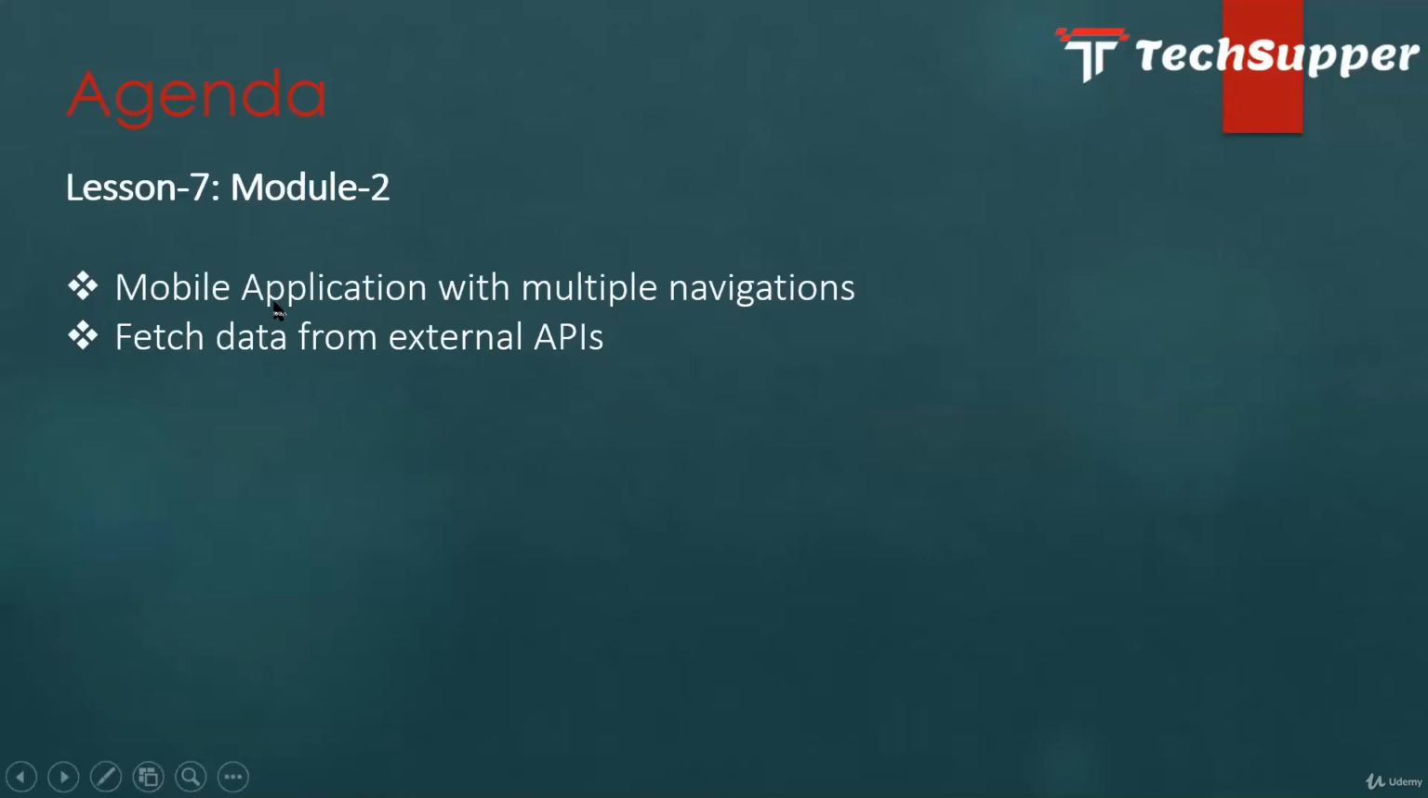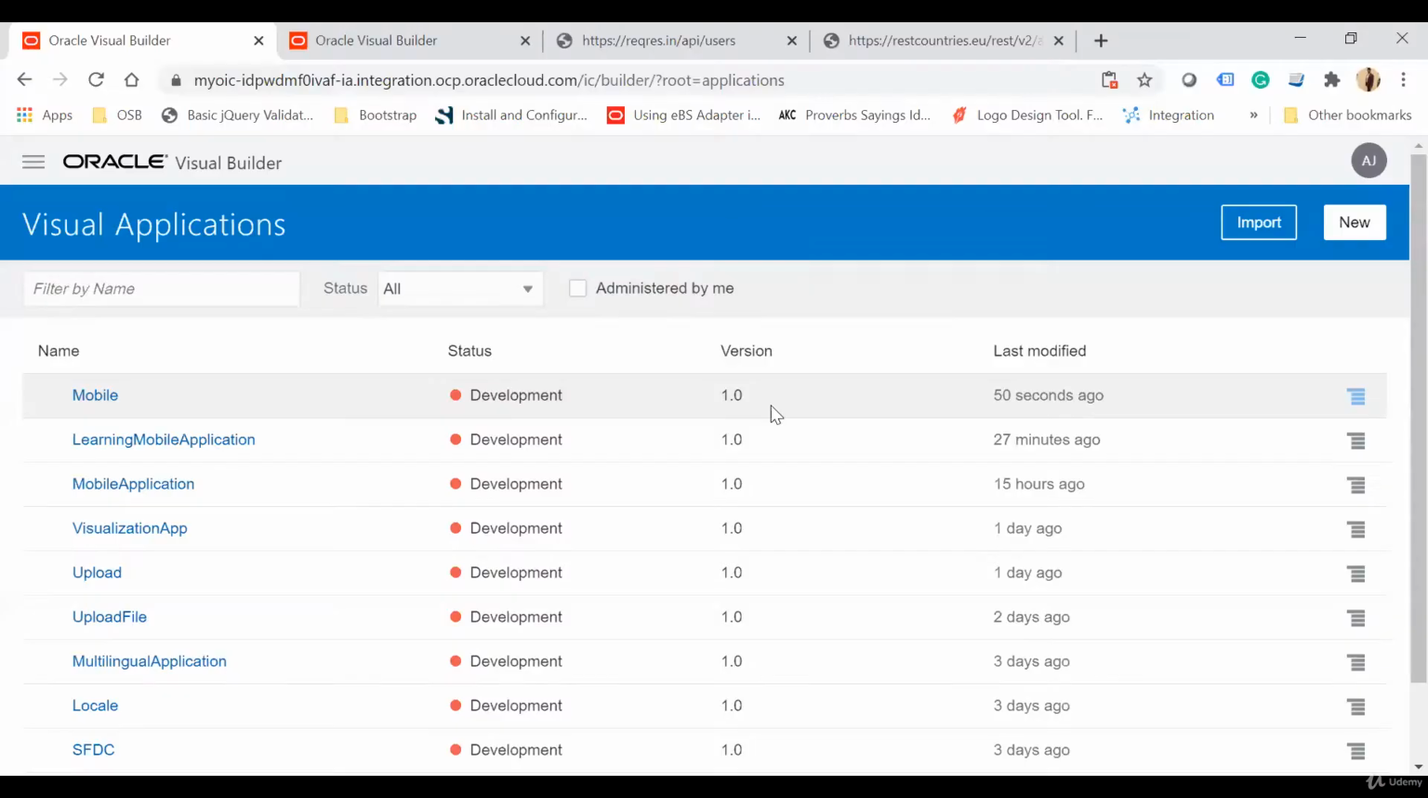So today in this video, we are going to look at how to create a mobile application with multiple navigations and how to fetch data from external APIs and render it on the mobile application. So let's go ahead and try to create a mobile application with different navigations. For this, I will log in to VBCS and extend my previous application.